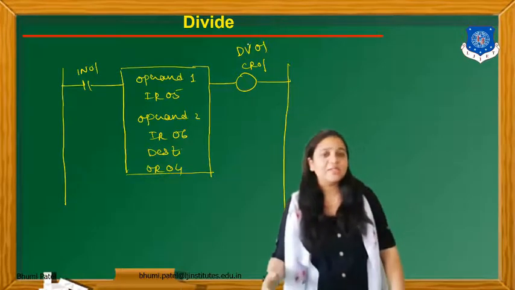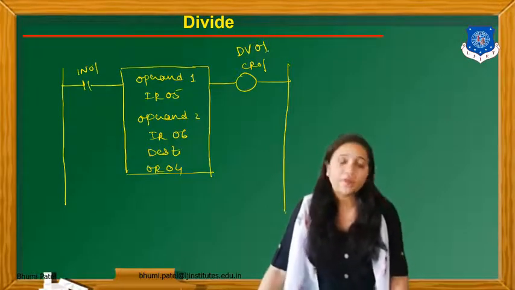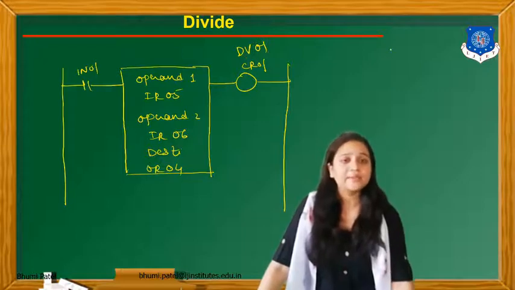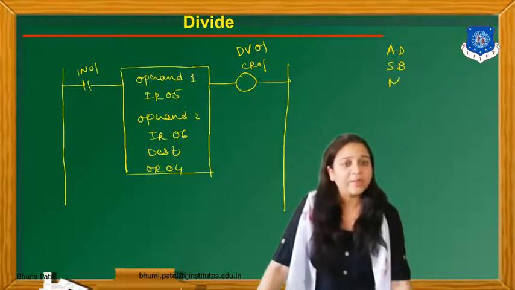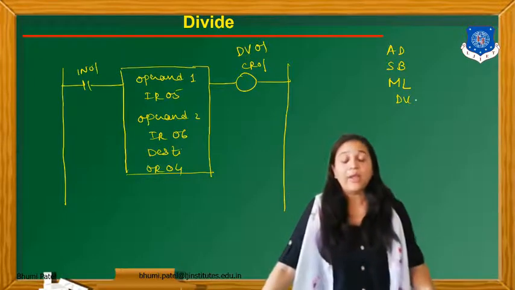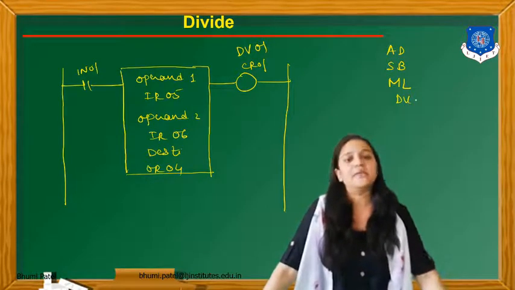We can write DIV01, DIV02, DIV03, but the command is important for the PLC software. For the addition we have to use the AD command. For the subtraction we have to use the SB command. For the multiplication we have to use the ML command, and for the division we have to use the DV command. The format of the addition, subtraction, multiplication and division will be the same.